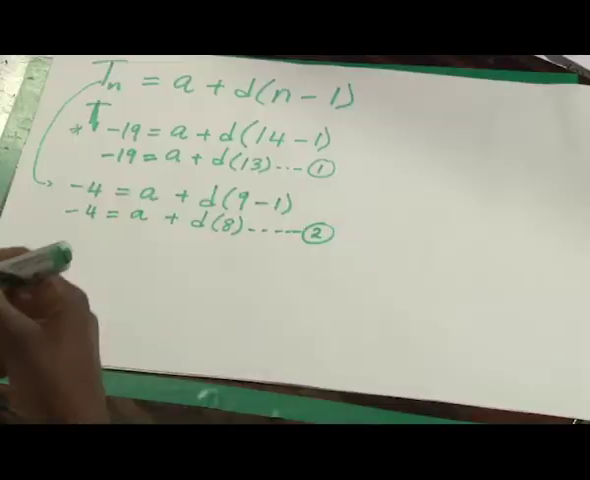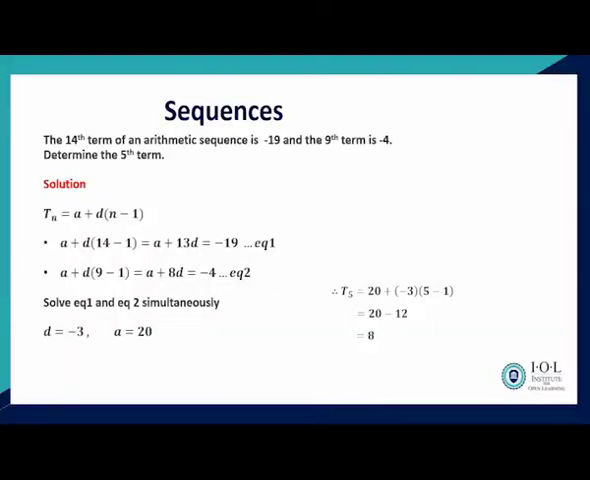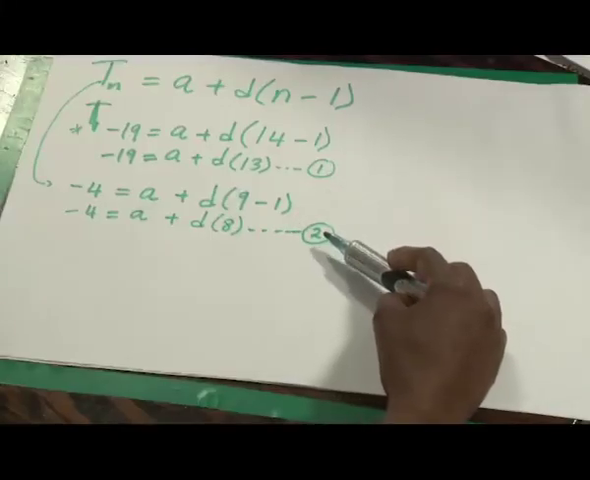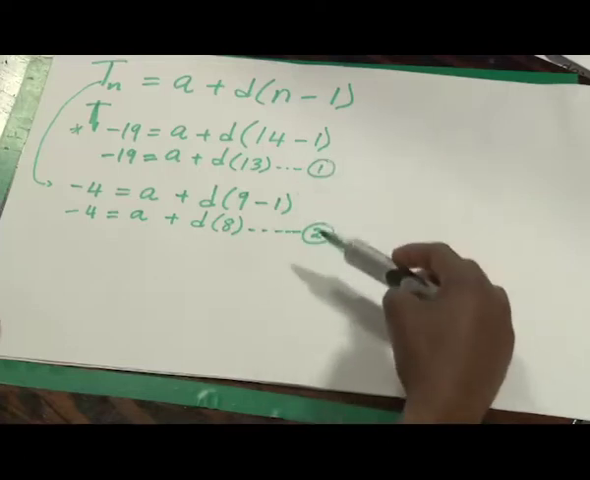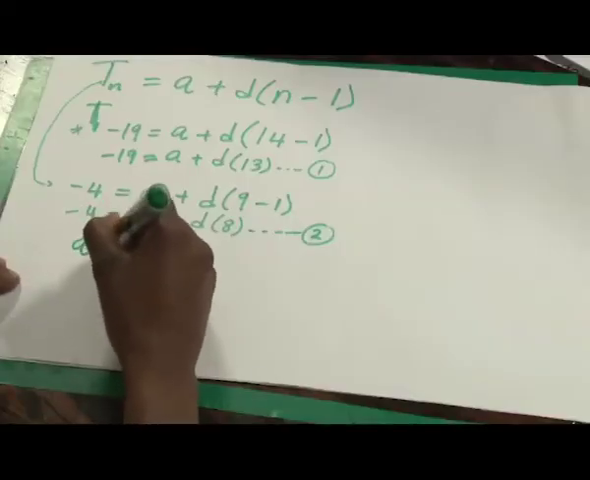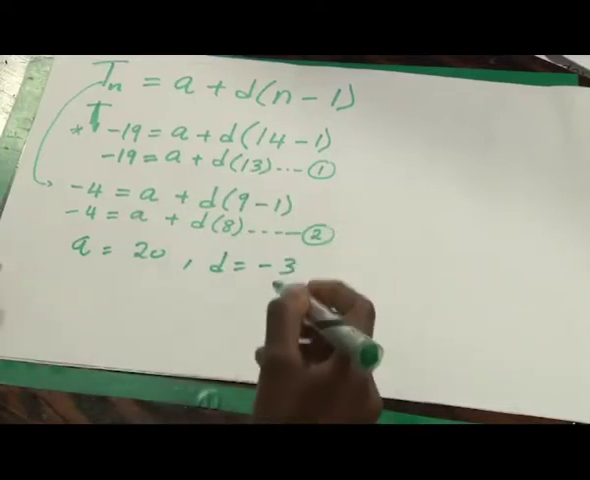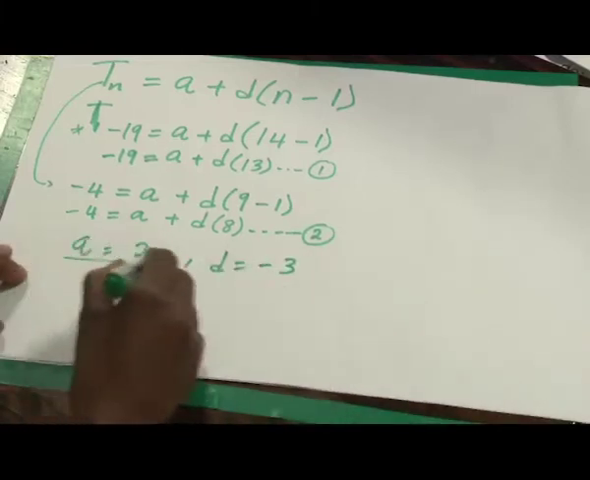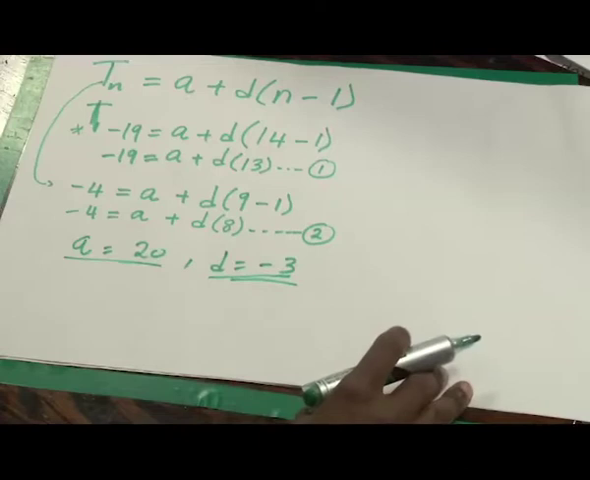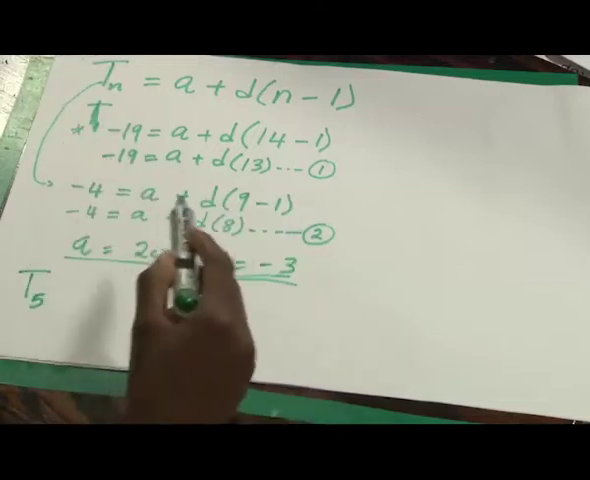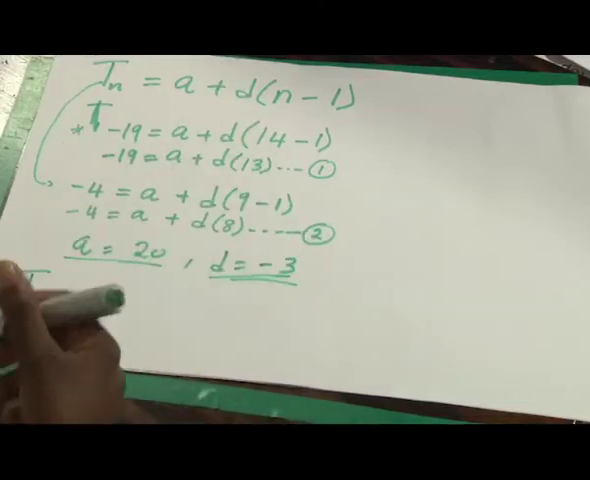I'm sure, students, we all know how to solve equations simultaneously. So if we look at our equation 1 and our equation 2, you can solve them simultaneously using elimination or substitution. And from there, you will find that the value of A is 20, and the value of D is negative 3. So now that you have the value of A and the value of D, you'll be able to find the 5th term, because that was the question: determine the value of the 5th term.